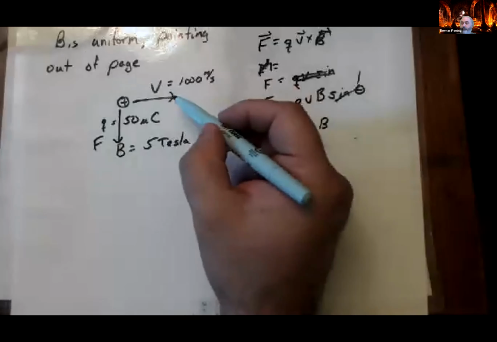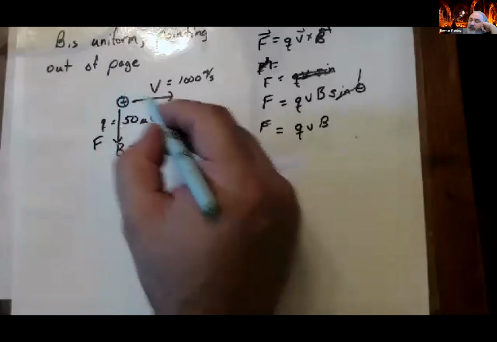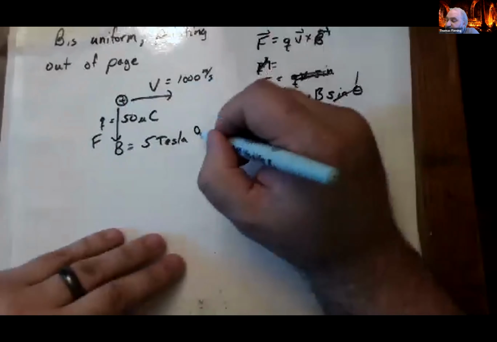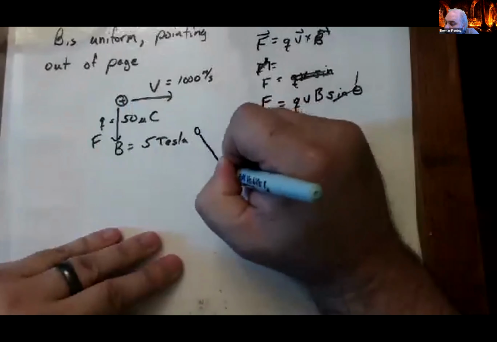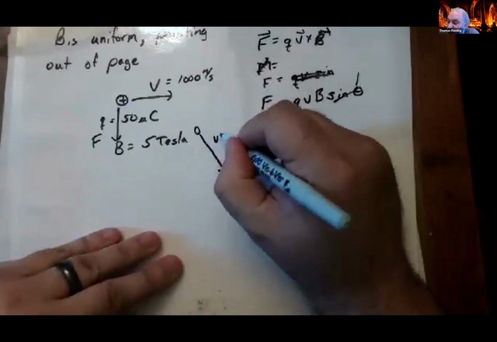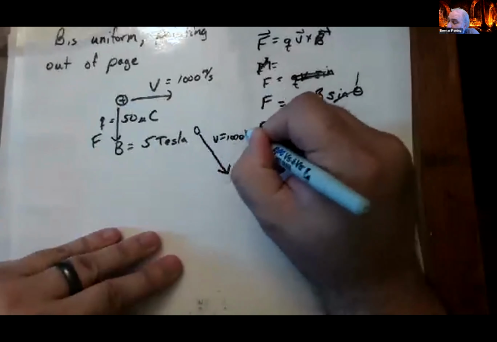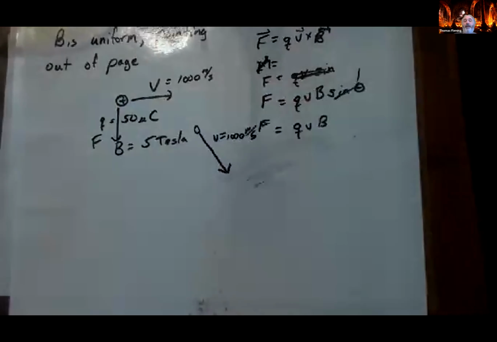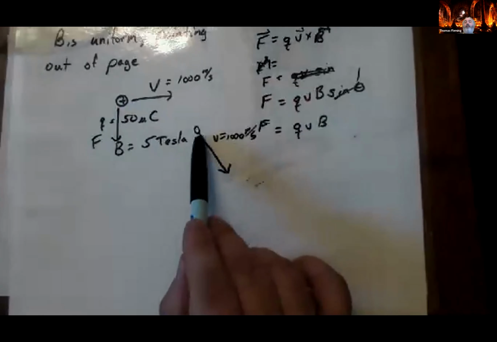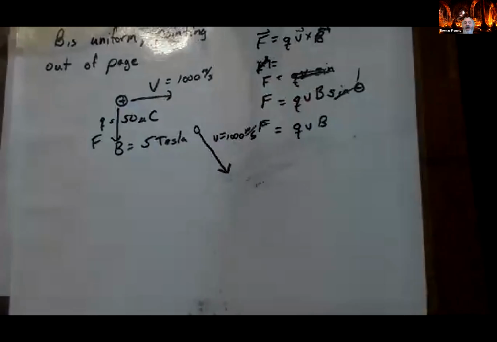So sometime later, my particle will be over here somewhere, and its velocity will now be the same size as before, still 1,000, it never changes the speed, but a bit more downward. Now, problem. At this location, the force will be in a different direction, because now V cross B diagonally this way.